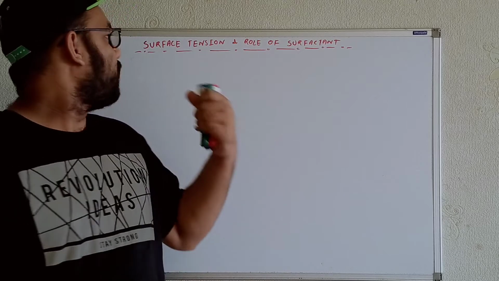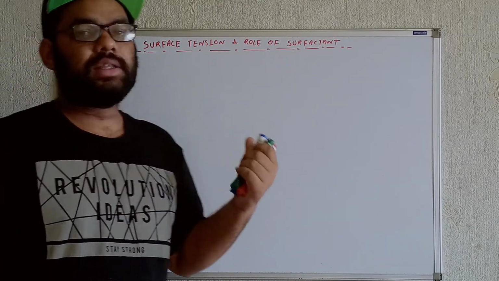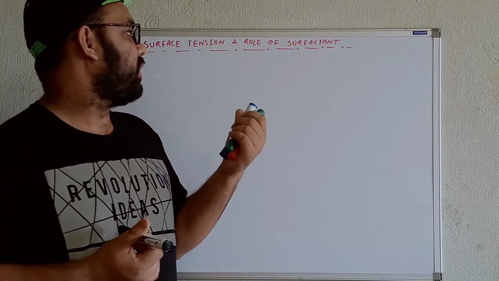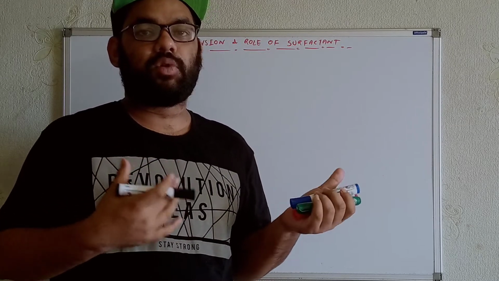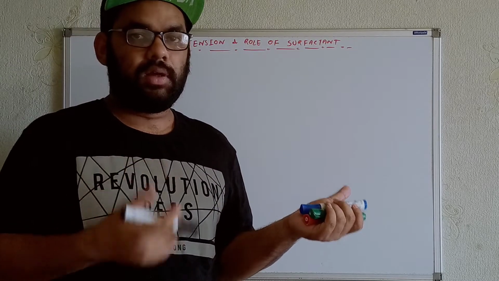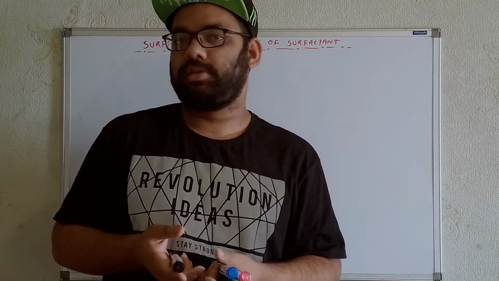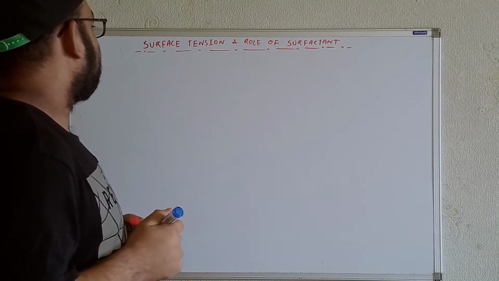Today we'll talk about surface tension and the role of surfactant. Before starting the topic, you should have a little idea about surface tension and the surfactant. I'll talk first about surface tension, and the problems we can have if the surfactant is not there. Then we'll go through the structure of the surfactant and its different functions. So first, let's talk about surface tension.